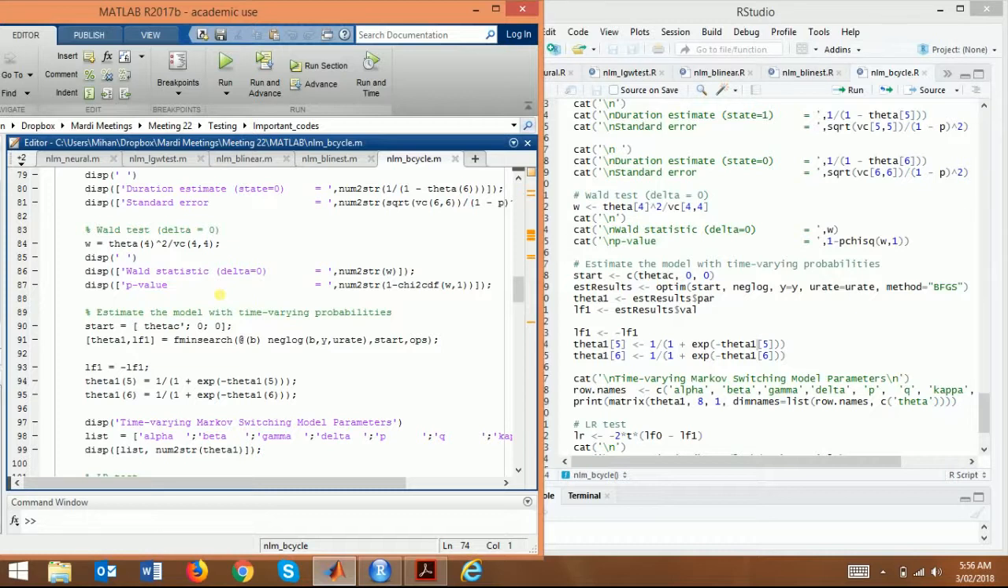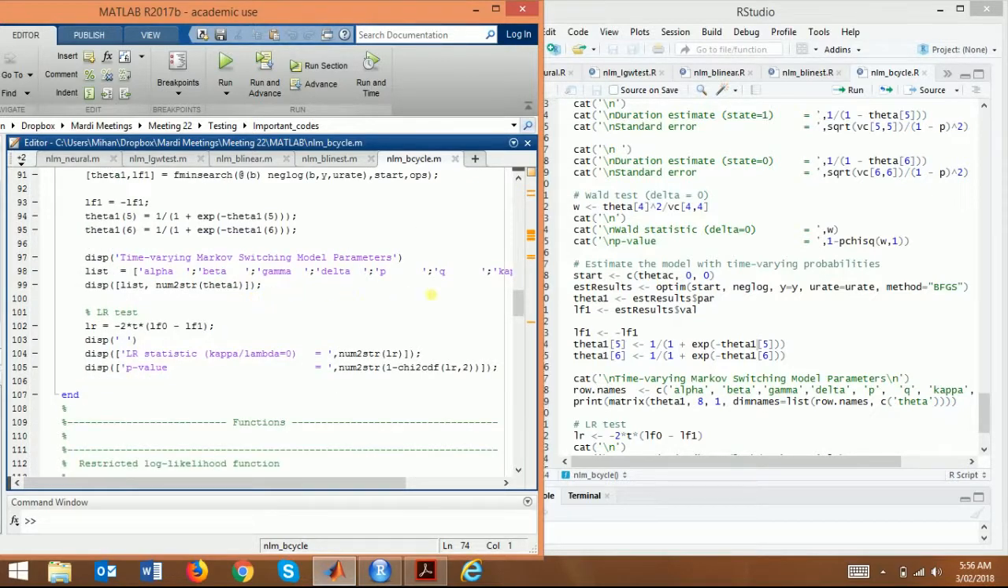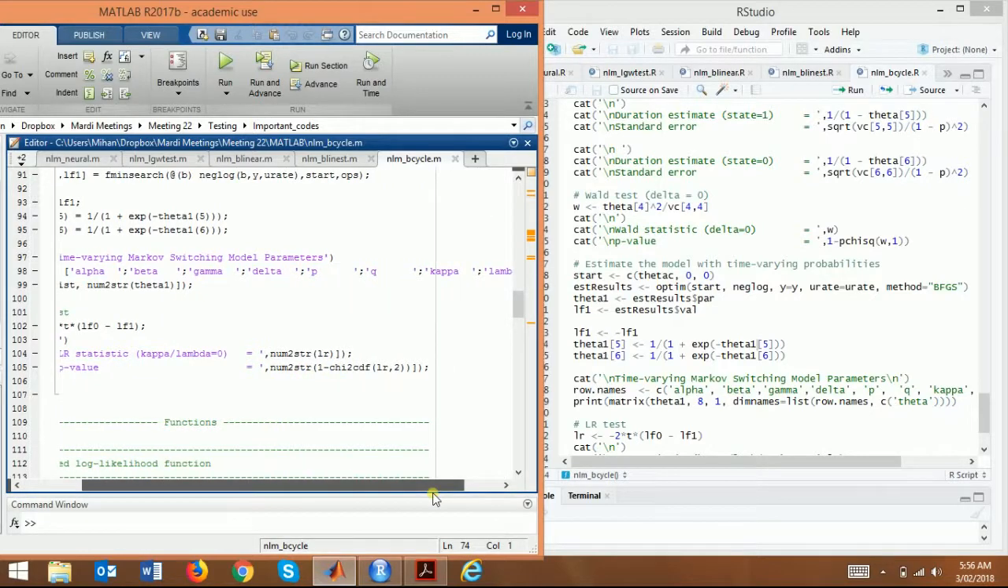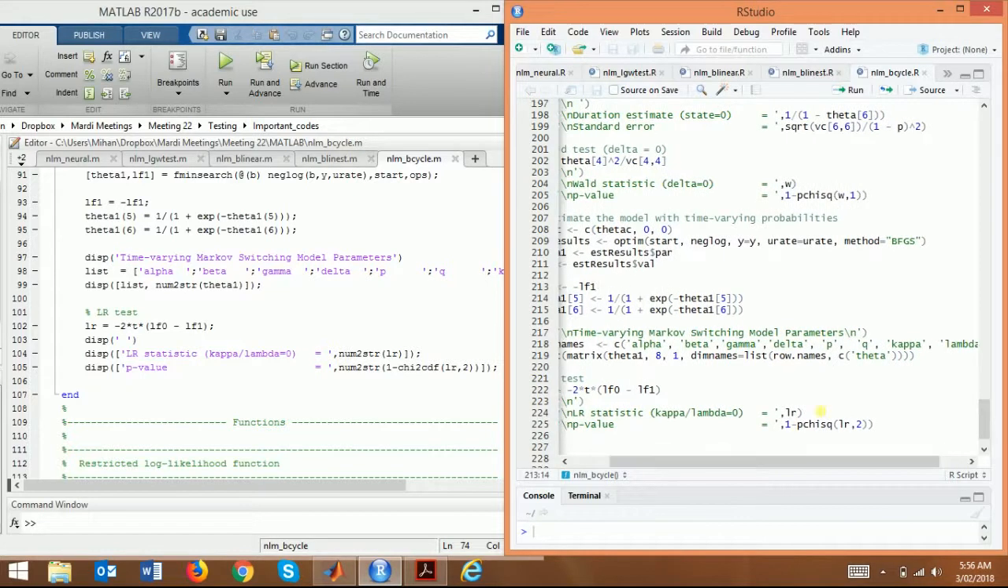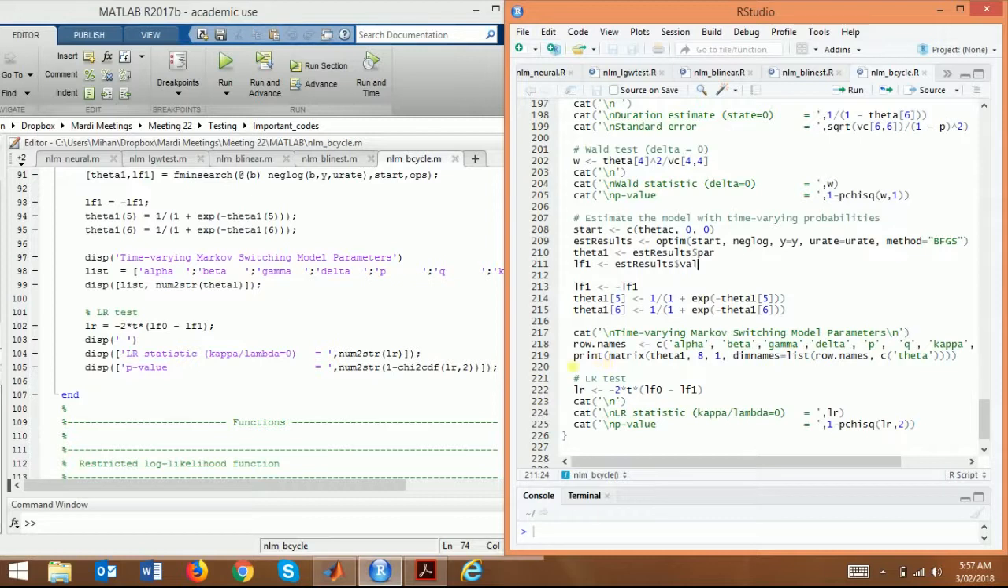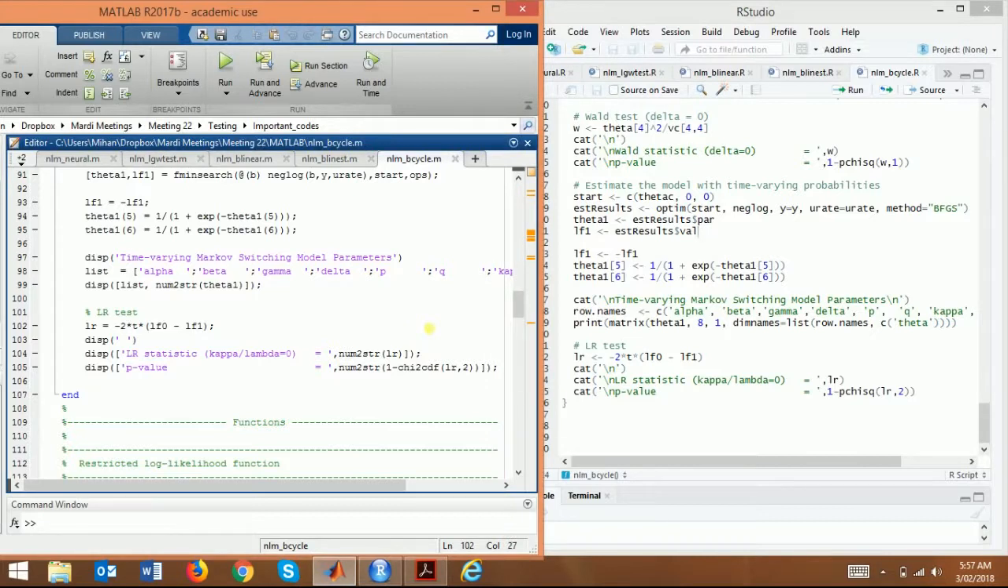Beautiful. And we have also learned to find the duration, not only duration but also the standard errors of the durations for both cases. Beautiful. Display list. Okay, matrix theta at one dimension, name list, row name c theta. This is just making a list and displaying the whole list and showing that in a matrix. Okay, yes, same thing. So that was fairly easy compared to what I expected.